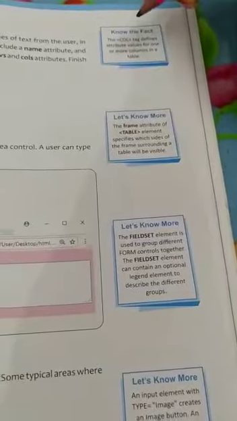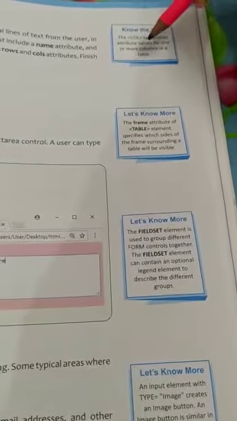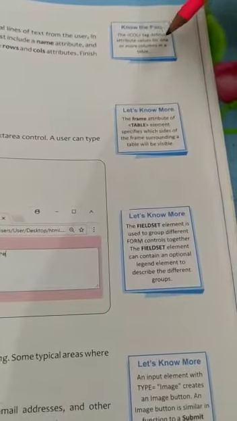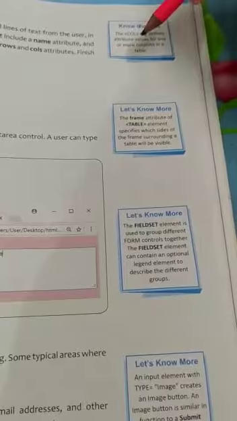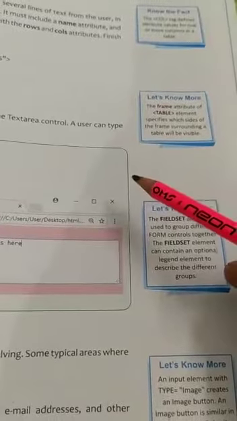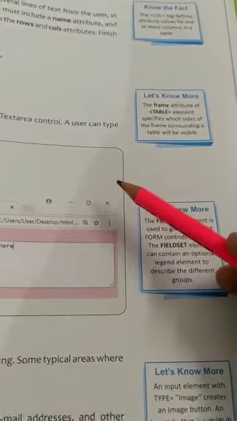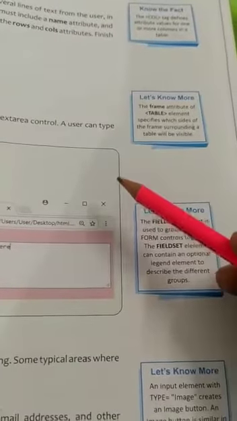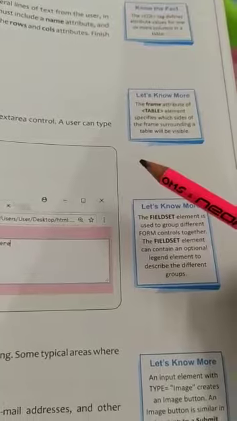Know the fact: the col tag defines attribute values for one or more columns in a table. So the col tag defines the attribute values for one or more columns in a table. It specifies the visible width of the text area. By default it is set to 20 if this attribute is not specified.